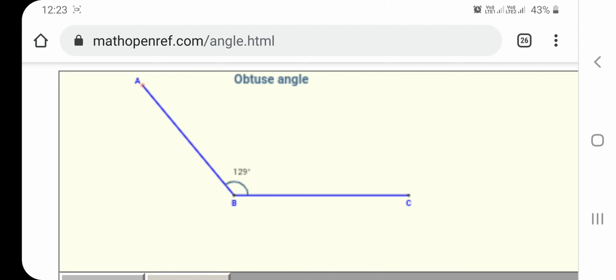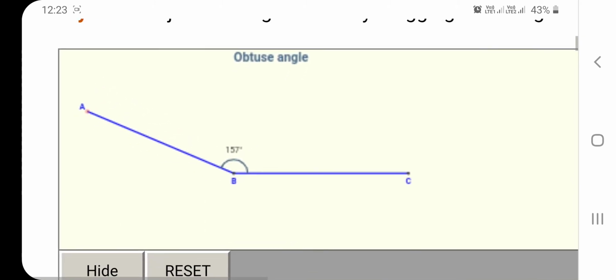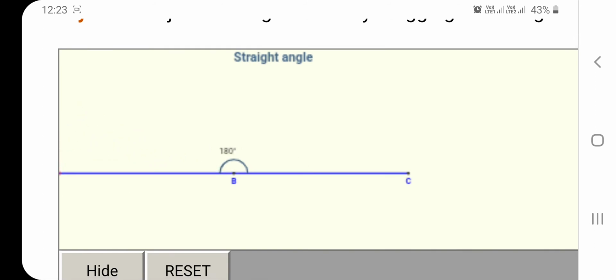If I drag more and more, beyond 90 degrees, all angles are obtuse angles. If I come to 180 degree, it becomes a straight angle. So students, we have to memorize: an obtuse angle is less than 180 degree and more than 90 degree.